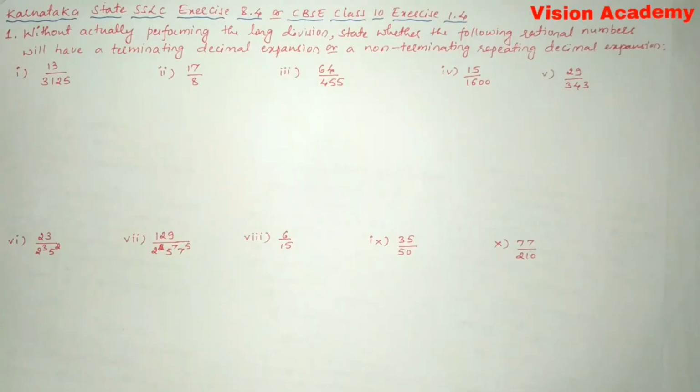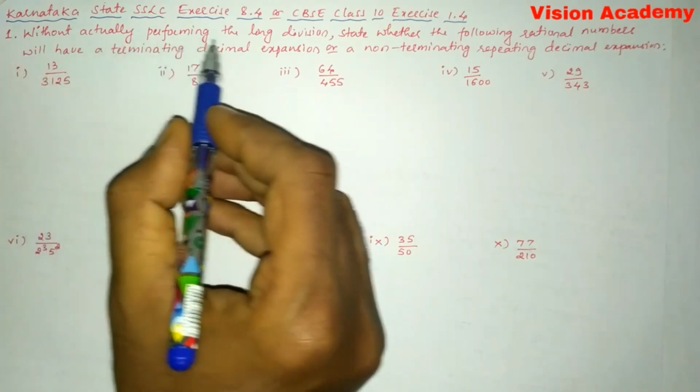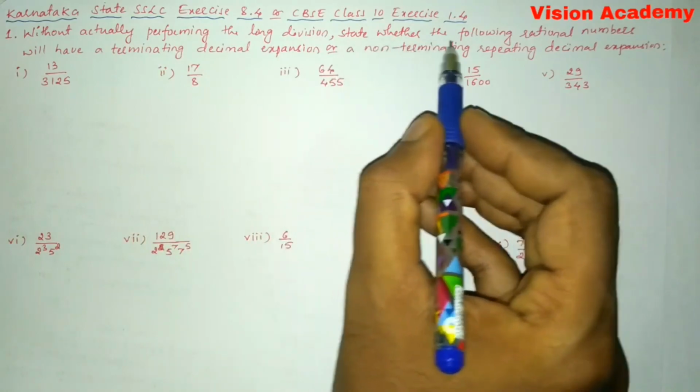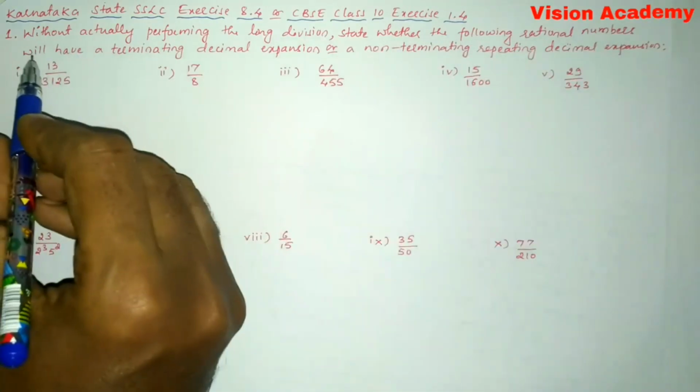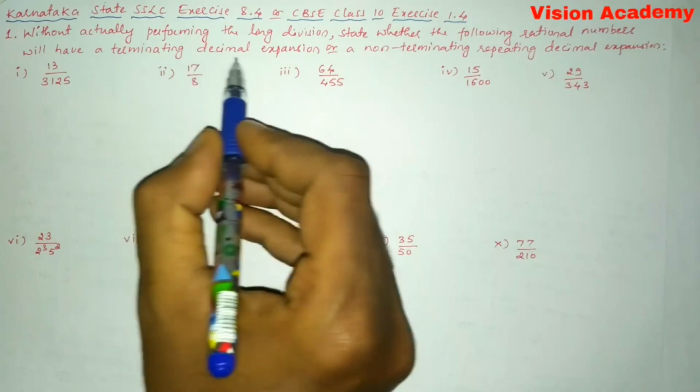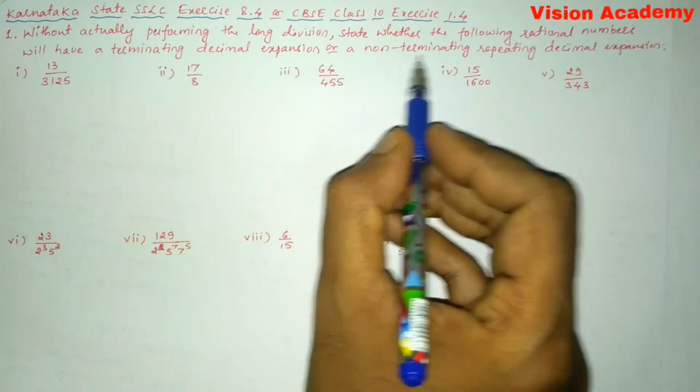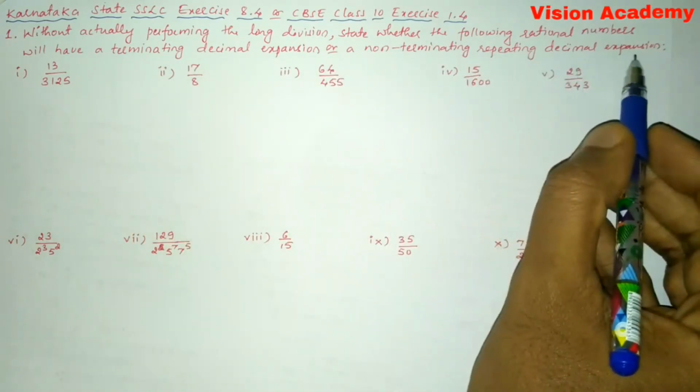Karnataka State SSLC exercise 8.4 or CBSE class 10 exercise 1.4. Question number 1. Without actually performing the long division, state whether the following rational numbers will have a terminating decimal expansion or a non-terminating repeating decimal expansion.